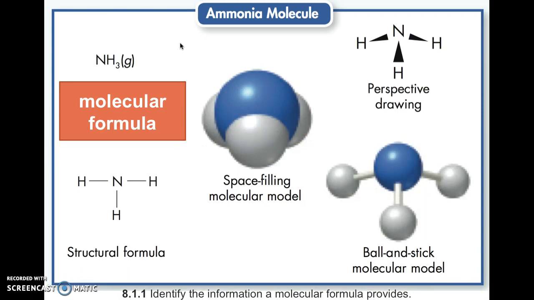Here's our last example of a molecule, ammonia. We have 1 nitrogen and 3 hydrogens. We can get that from the molecular formula. What we can't get from the molecular formula is what it looks like. So we have other formulas, models, and drawings that can help us with that, and we'll learn more about those later on.